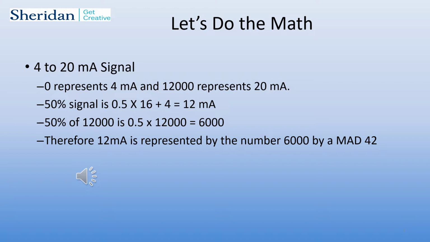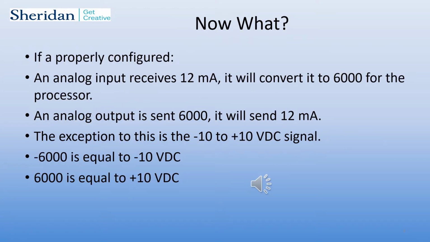So 50% of 12,000, because it goes from 0 to 12,000, the span is 12,000, and there's no offset. 0.5 times 12,000 comes out to 6,000. Therefore, 12 milliamps is represented by the number 6,000 in the MAD42. If the unit is properly configured, an analog input that receives a 12 milliamp signal will convert that to the number 6,000 for the processor. If an analog output is sent 6,000, it will send out to the devices in the real world 12 milliamps.